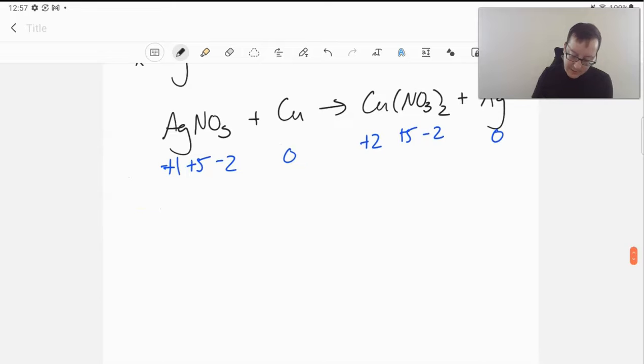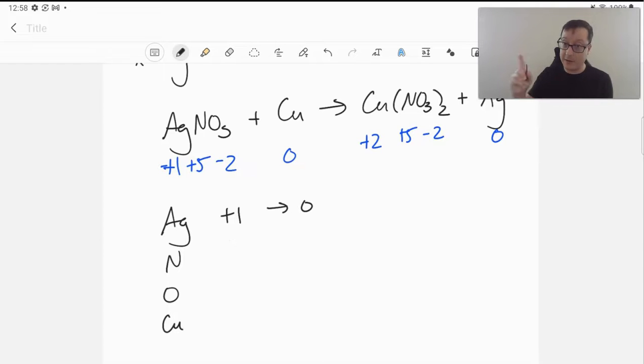If we want to look at everything in this reaction, we see that silver starts as +1, turns into 0. That tells us right away it's a redox reaction, right? Anything changes oxidation state-wise, it's a redox reaction. Our nitrogen has gone from +5 to +5. Our oxygen has gone from -2 to -2. And our copper has gone from 0 to +2.